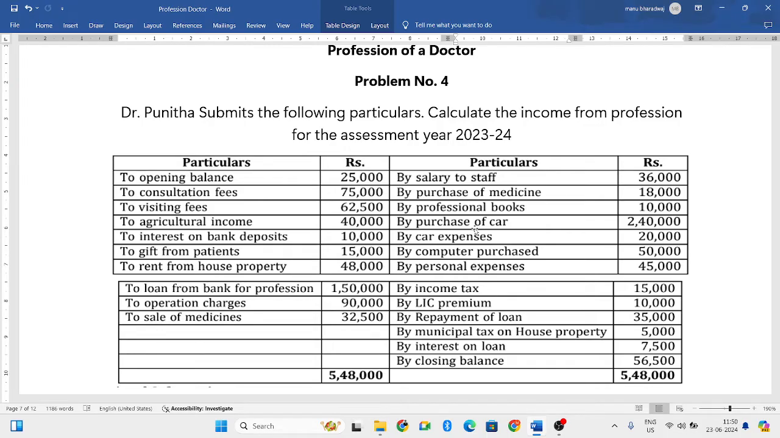Interest on bank deposit. It is not mentioned that the professional amount was deposited. And one more thing is, interest on bank deposit comes under income from other sources, so it doesn't come under income from profession, so we will ignore that. Whichever other head of income it comes under, ignore it.